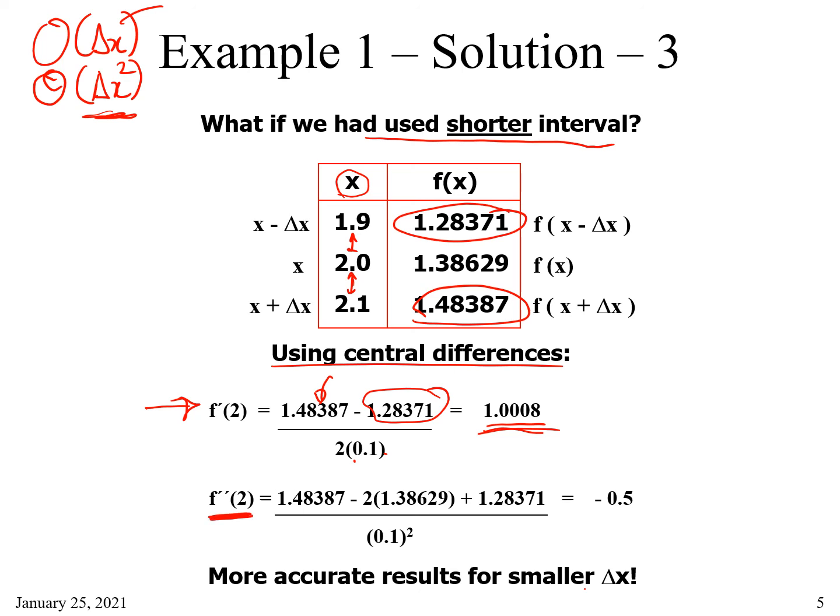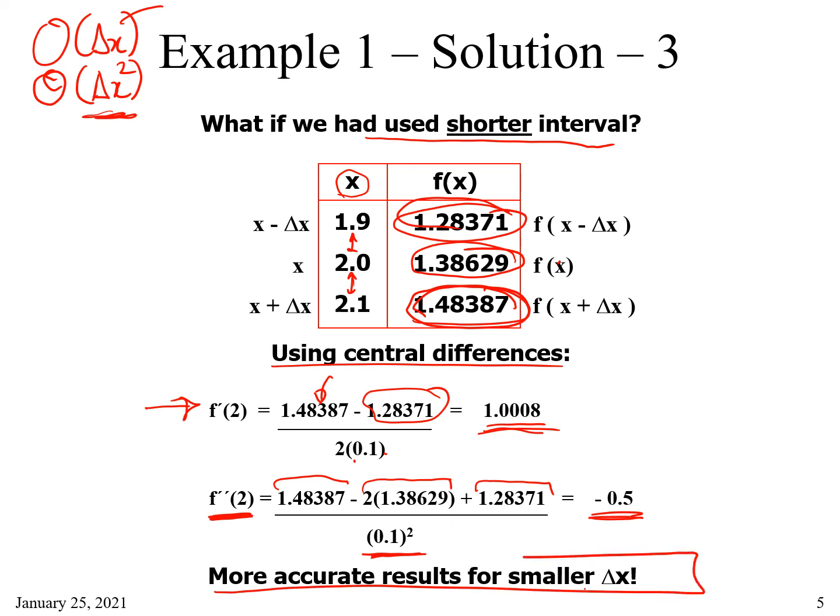For the second order difference, which is also a central difference, this is the equation we wrote out before. You're using this value minus 2 times this value, right? That's what this is: f of x plus delta x minus 2 f of x plus f of x minus delta x, and you're dividing by 0.1 squared, because that's delta x squared, and it's spot on minus 0.5.